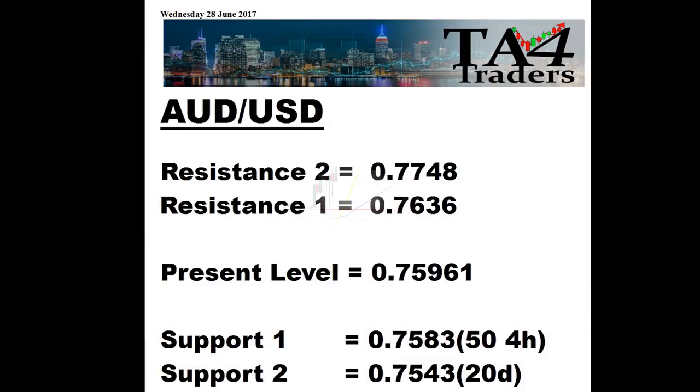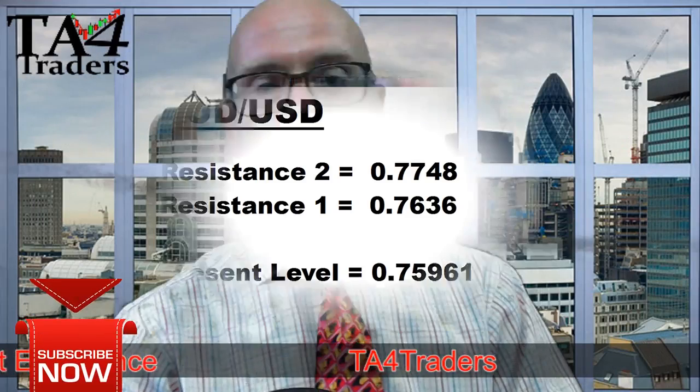On the resistance levels, resistance 1 is 76.36, resistance 2 is 77.48, with supports at 75.83, which is the 50 from the 4-hour, and 75.43, which is the 20-day moving average.